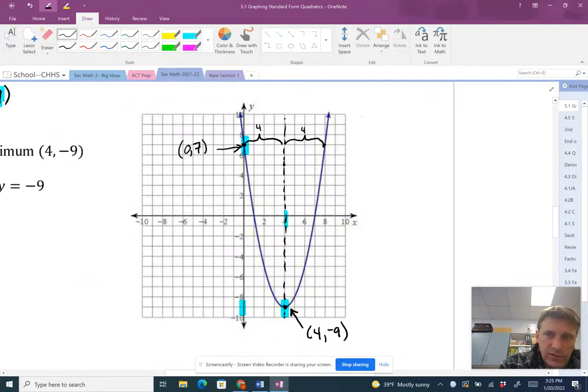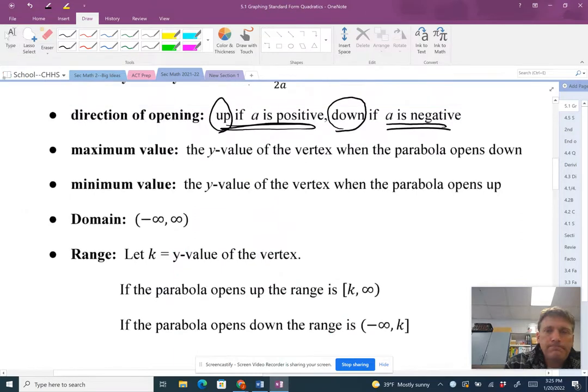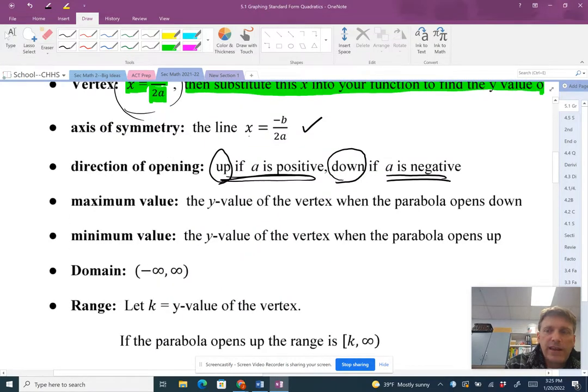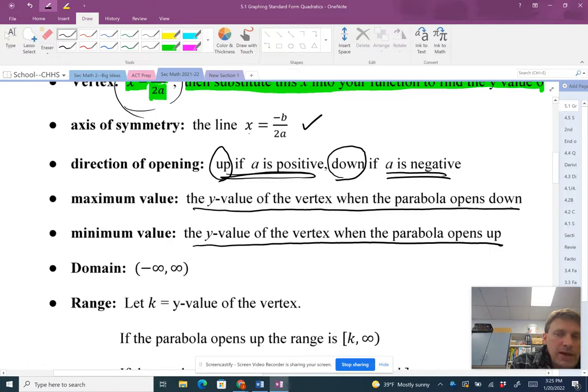If you're wondering, just think, okay, if it's positive, then it opens up. All right. Moving right along, and down if a is negative, and we didn't see that example yet, but we will in other examples. Maximum value: the y value of the vertex when the parabola opens down, or the y value of the vertex when the parabola opens up, would be a minimum. Maximum if it opens down, minimum if it opens up.